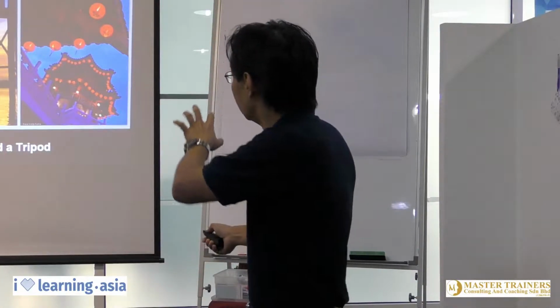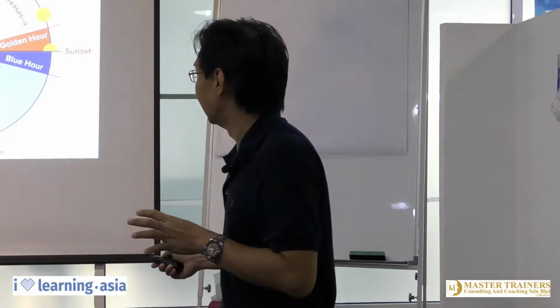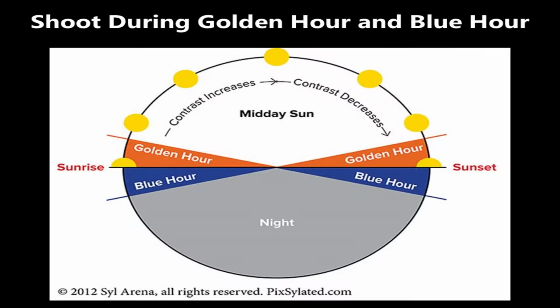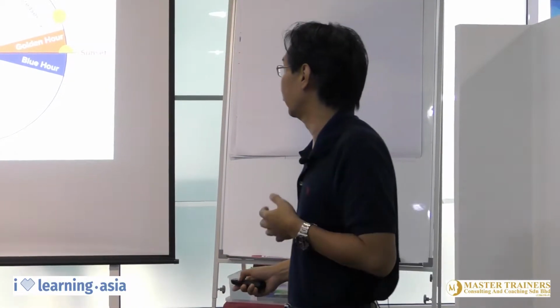Okay, you can shoot when it's golden light or blue light. Now, when is golden light or blue light? It's about an hour or so before or after the sunrise or after the sunset. Because during the day, the contrast increases, and then it decreases as the day continues. When it's too contrasty, you get ugly shadows. So this is what you want to try to avoid during the day.